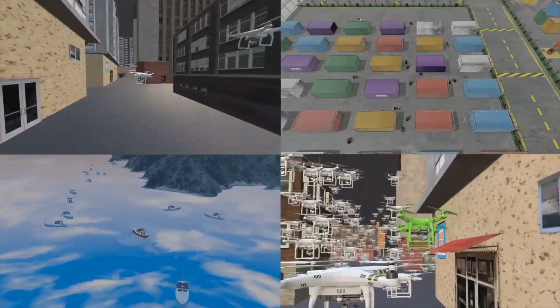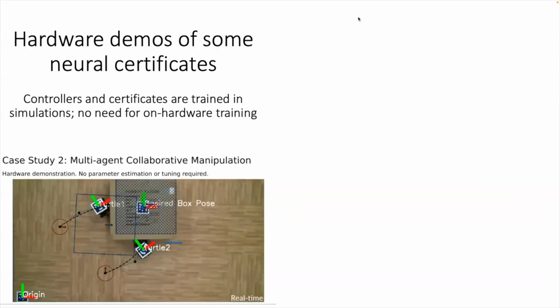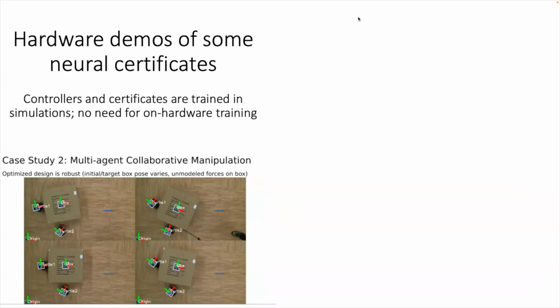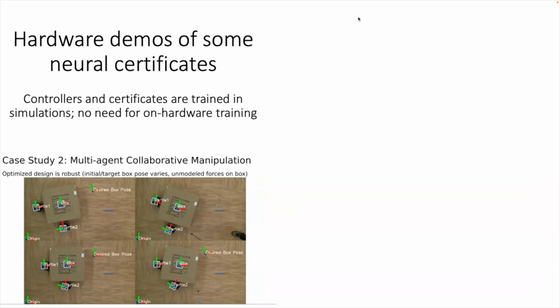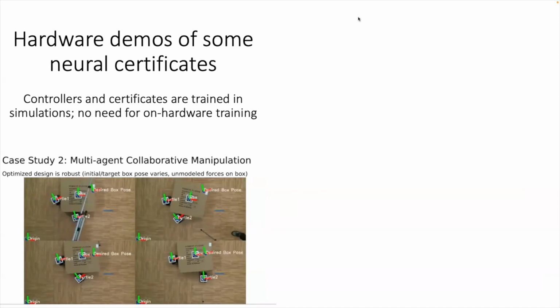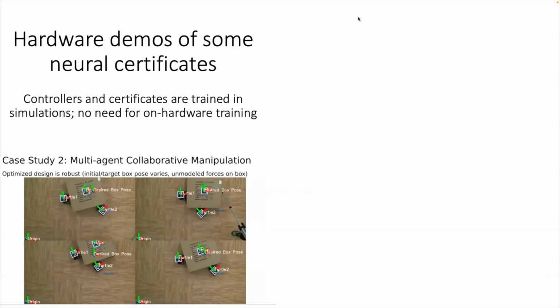I'll be happy to play it for longer, but I also want to show you the hardware, where we put these learned controllers on hardware without retraining. Again, everything was trained in simulation. We have a very simple model that we use to train in simulation and put in hardware. The first case here, you can see two robots are trying to push a box to a desired location. And it doesn't know how heavy this box is. It doesn't know the friction. It doesn't know the final pose of the desired location before it starts to push it.